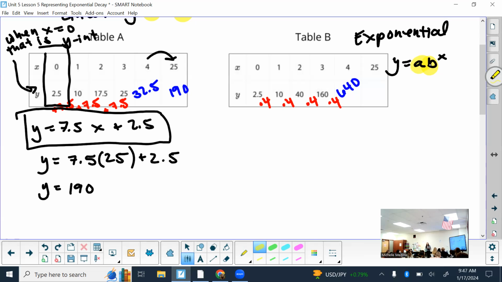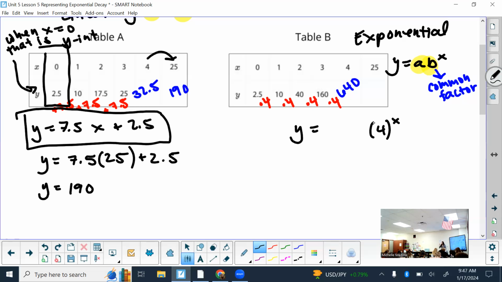Does anyone remember what B is going to be in this one? No, it's not going to be my y-intercept for this one. My common factor. B is what I'm multiplying by each time to get to the next number. So what did I have to multiply by each time in this one? 4. So when I'm making this, it's going to be y equals, I'm going to leave some space for the A, 4 to the x power.